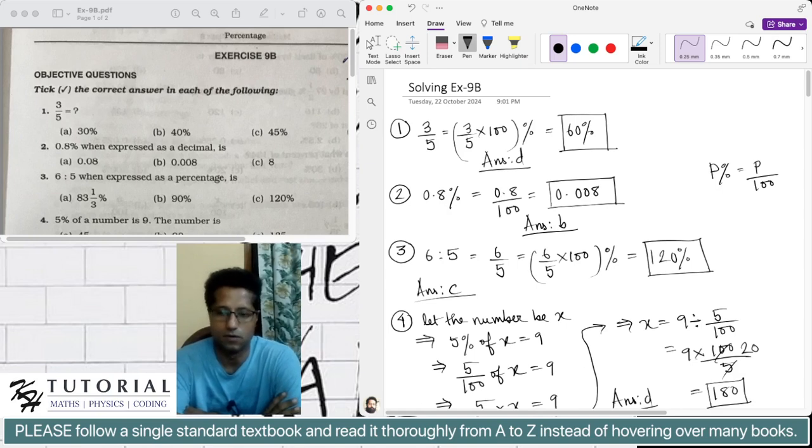I think there is a test paper after this chapter of percentage. It will be test paper 9. If there is a test paper 9, I will solve that in the next video.